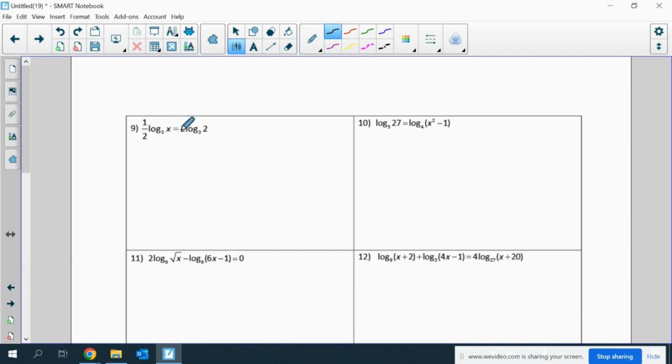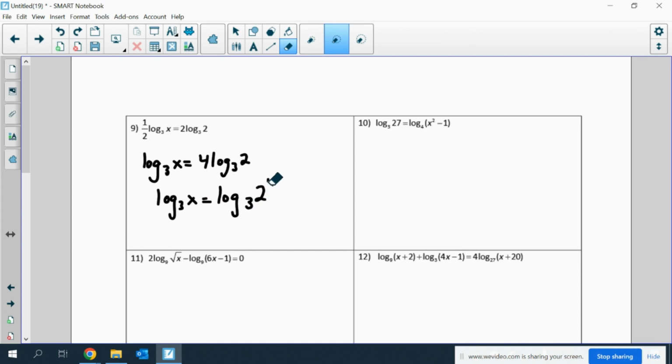Problem 9. What I could do here is I could just multiply this 1/2 over to the other side. So then I have log base 3 of x equals 4 log base 3 of 2. And I cannot equate the insides yet because one of them is a 4. But what I can do is, since I have this 4 coefficient, I can use the log rules and rewrite this 4 as an exponent. So log base 3 of 2 to the 4th is really log base 3 of 16. Then I have x equals 16.